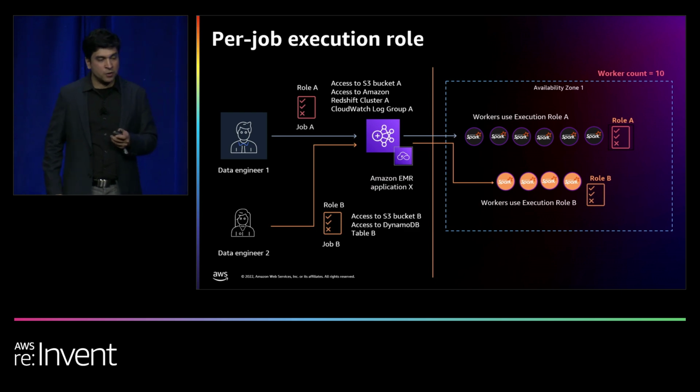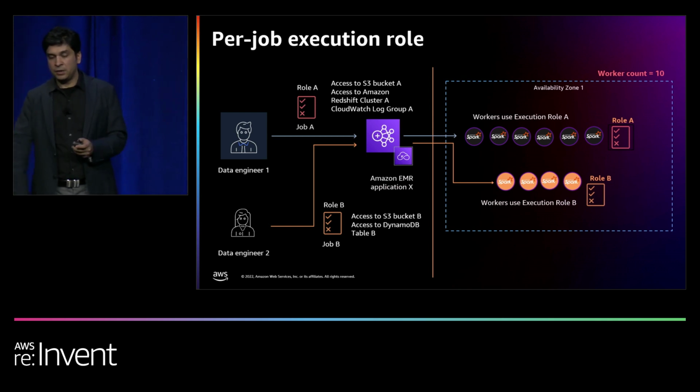So let's have a closer look at per job execution role. With per job execution role, what you get is that job A has access to, let's say, S3 bucket A, Redshift cluster, as well as CloudWatch log group B, and that's your first set of workers. And your second job has a new set of workers that will access S3 bucket B and DynamoDB table B, right? So that gives you isolation, multi-tenancy in a shared compute pool.